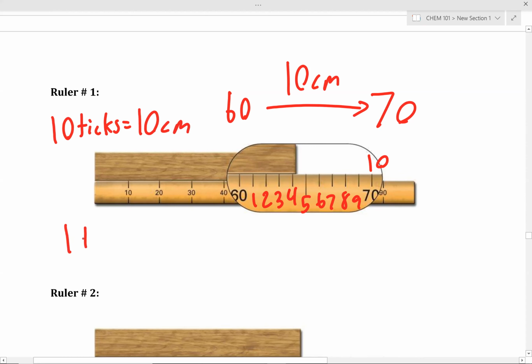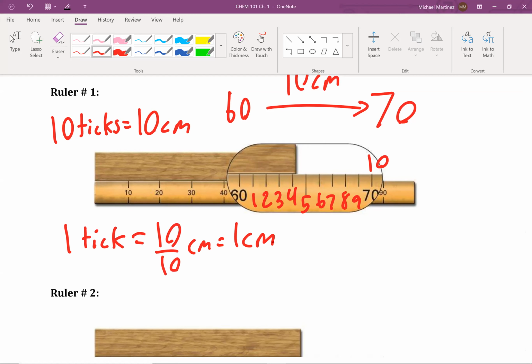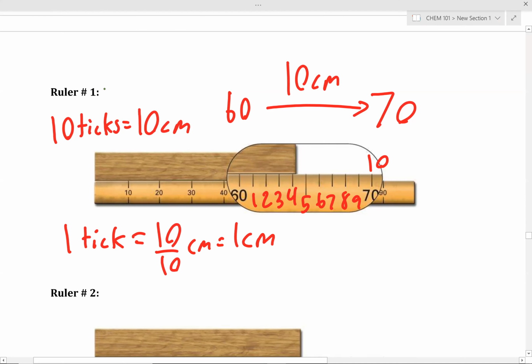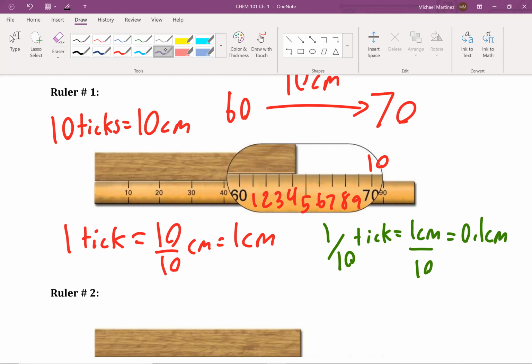So then we know that one tick mark, one graduated mark on this ruler represents how many centimeters? 1. One tick is 10 over 10 centimeters, which is 1 centimeter. Okay? Now from the perspective of the estimated digit, we know we can estimate up to 1/10 of a tick. So 1/10 of a tick is 1 centimeter over 10 or 0.1 centimeters. Okay? With that established, let's try to take a measurement.